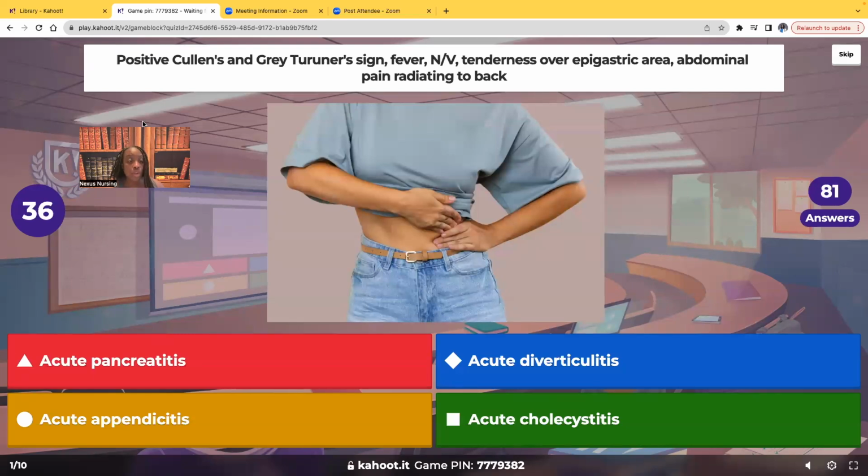Again, you have an adult patient that presents with a positive Cullen's and gray Turner sign. They're having nausea, vomiting, tenderness over the epigastric area. They're having abdominal pain that radiates to the back. Acute pancreatitis, diverticulitis, appendicitis, or cholecystitis. What do you suspect the patient has?